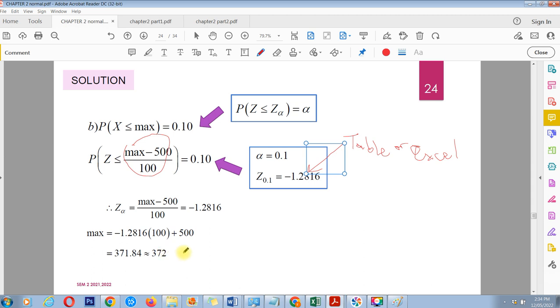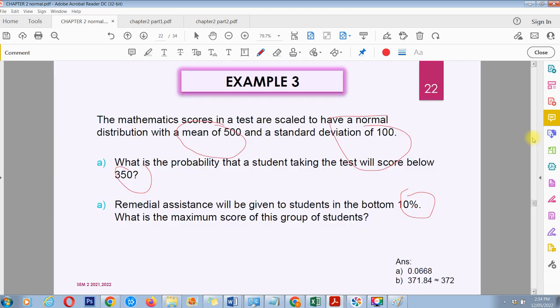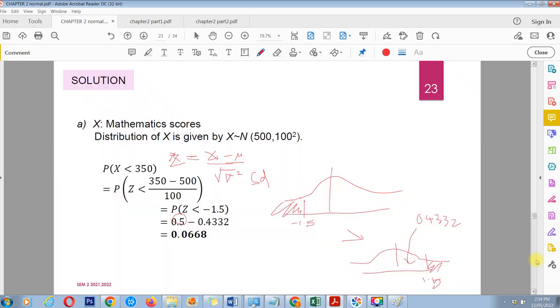372. Why did we take the approximation? Because this is discrete. Because you know the maximum score of this group of students, what is the maximum score of this group? So we will get 372. Okay.